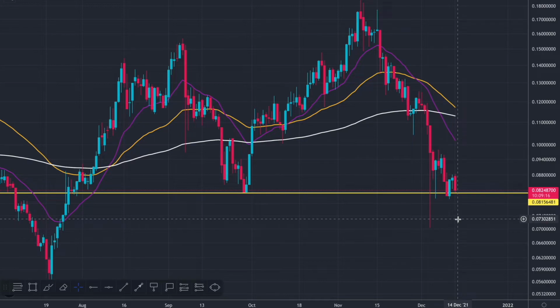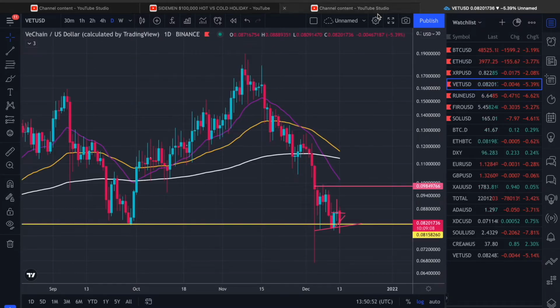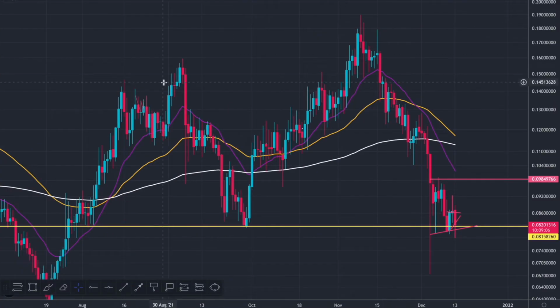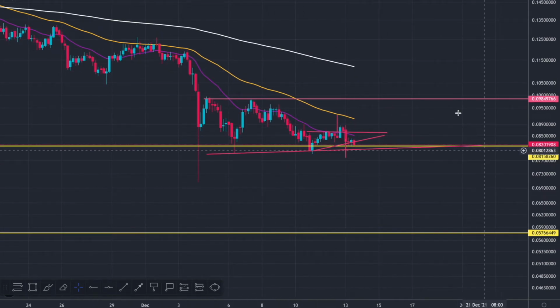Now I'm going to head on, I'm just going to get out of this chart and go on to my other chart to do some 4-hour analysis. There we go. Make that full screen. 4-hour. Okay, and I'll just zoom in over here. We're looking at this area just here.